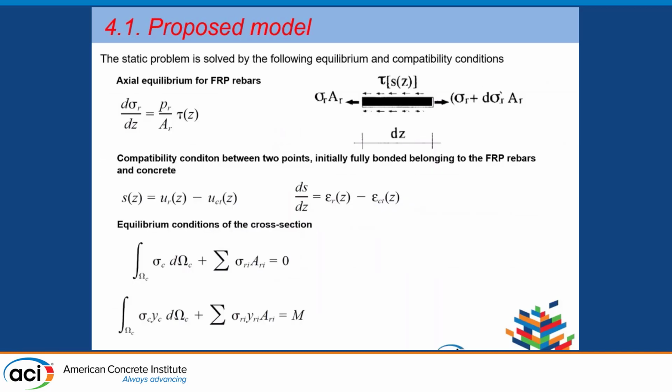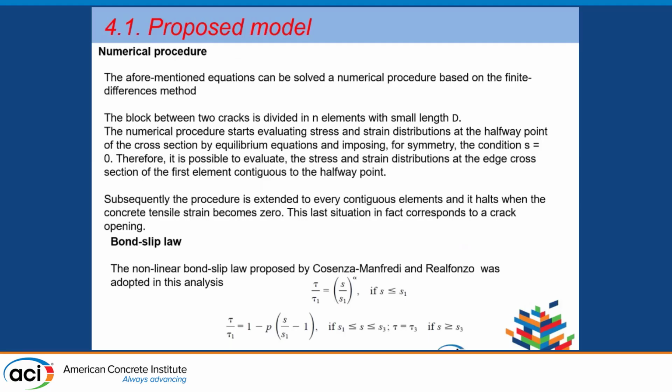Here we can see the equations that govern the static problem. We have the axial equilibrium of the FRP rebar, in which we can see the area of the rebar, the perimeter of the rebar, the tensile stress, and the bond stress. Here we have the compatibility condition, and finally the equilibrium condition of the cross-section, in which this omega c represents the area of the cross-section. This problem can be solved only by a numerical procedure, and in this case, the author developed a procedure based on the finite difference method.